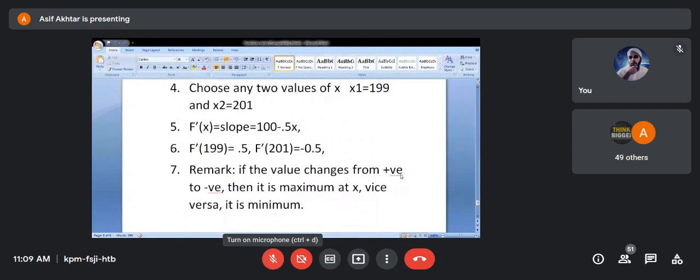Okay, this gave me the idea that you are all listening. You are awake and you are listening carefully. So if the slope changes from positive to negative, then it is a point of maximum. And what does vice versa mean? If it is opposite, that is from negative to positive, then it is a point of minimum.